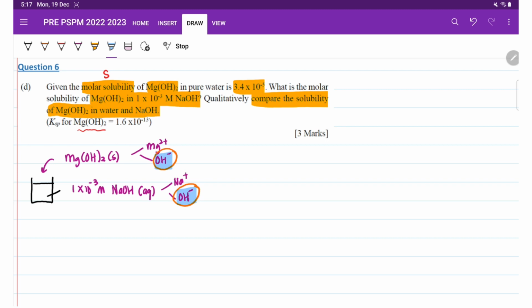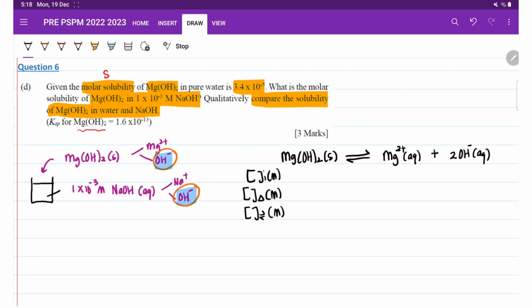kita akan construct kita punya ice table. So, ice table awak, okay, tulis awak punya equation. So, slightly soluble salt, MgOH2, okay, mesti dalam solid phase, reversible arrow, and you will get the ion as Mg2 plus aqueous, and we will get 2OH minus aqueous. So, 2 dekat sini. So, please make sure 2 OH dekat sini, 1 Mg2 plus. Make sure that the equation is balanced. So, construct your ice table. So, dalam bentuk concentration dekat sini. So, untuk MgOH2, kita akan dashkan sebab dia adalah solid.